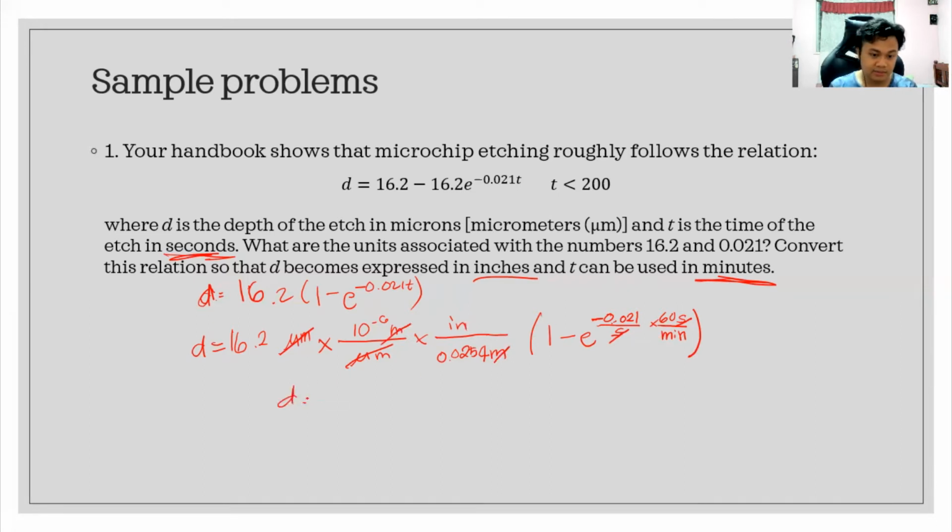So the final answer now is 6.38 times 10 to the negative 4, times 1 minus e raised to negative 1.26 t.